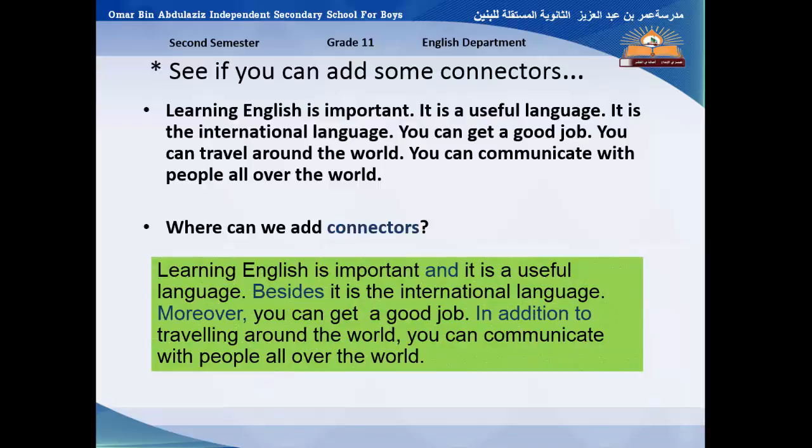Learning English is important and it is a useful language. Besides, it is the international language. Moreover, you can get a good job. In addition to traveling around the world, you can communicate with people all over the world.